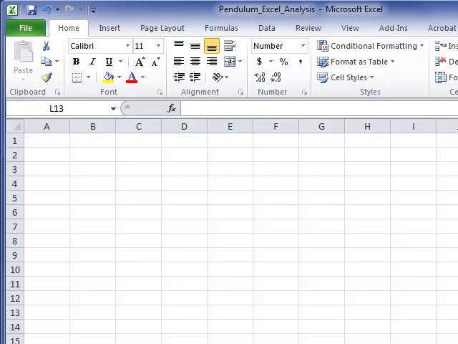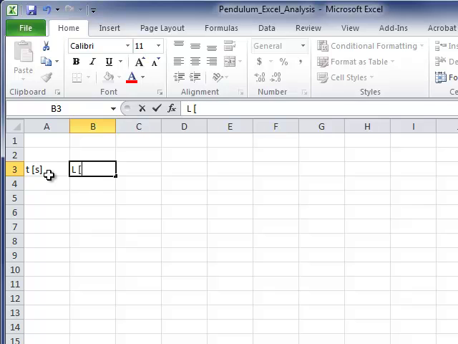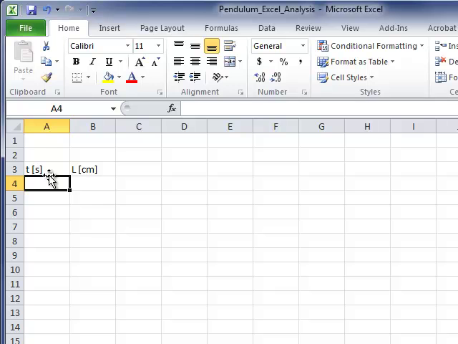This is an example for an Excel analysis, and the data are taken from the Pendulum lab from a couple of students who came up with very good results because the Pendulum experiment is a very accurate experiment. Okay, and this is the time that they measured. Here's the length of the pendulum, time in seconds, length in centimeters, and here are the first two data.